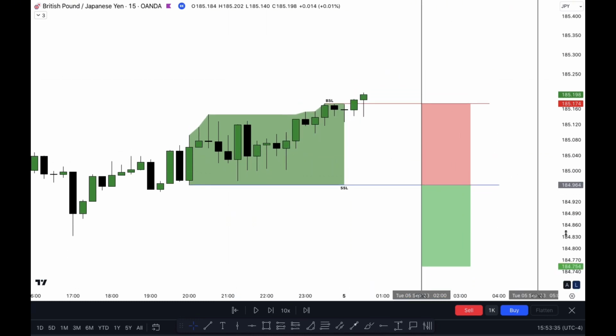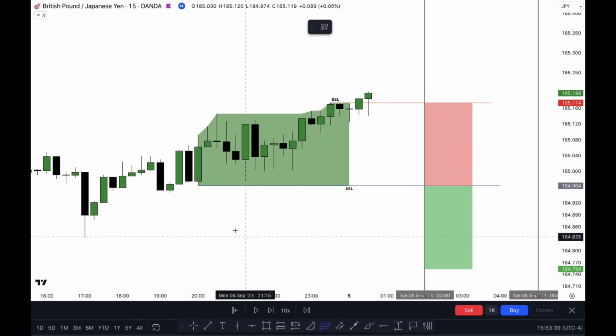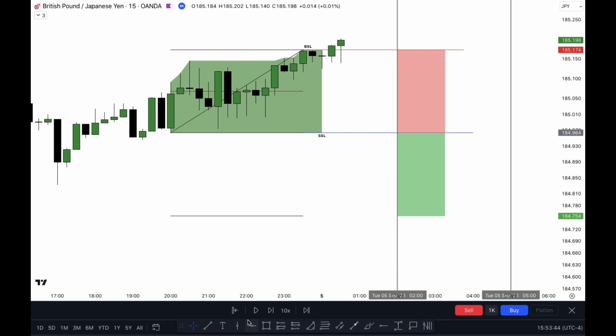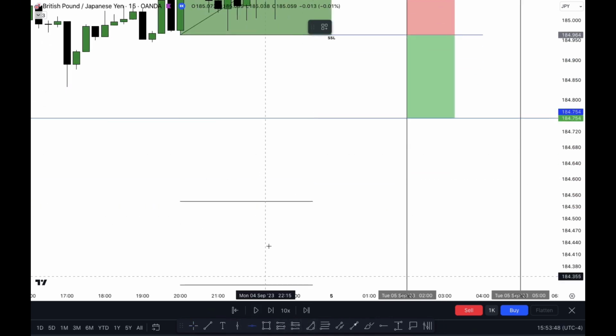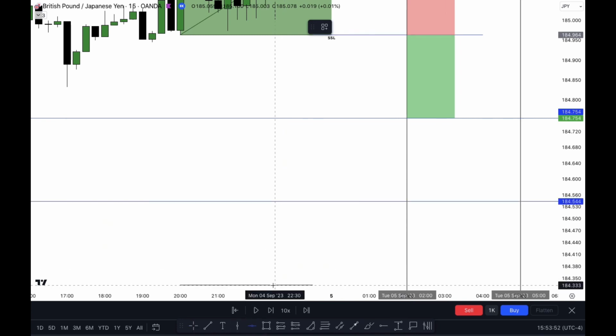Now, if we were looking for multiple TPs or areas to scale out, it would be the same thing. We're going to take a fib and get our standard deviations. That's the first standard deviation here. This is the second standard deviation here. This is the third standard deviation here. So it's just multiples of the Asian session range.